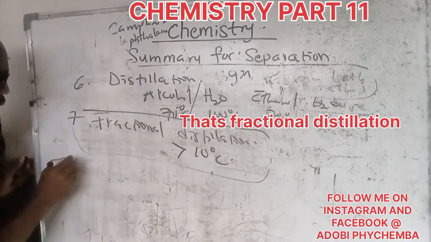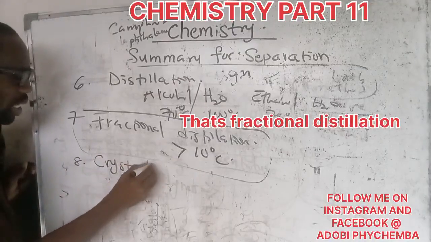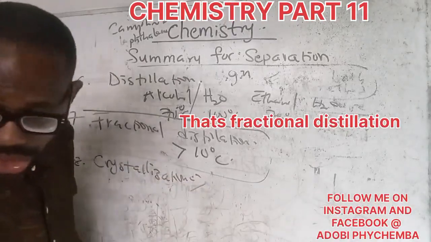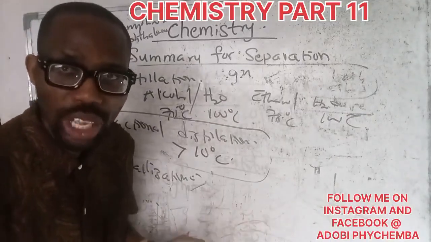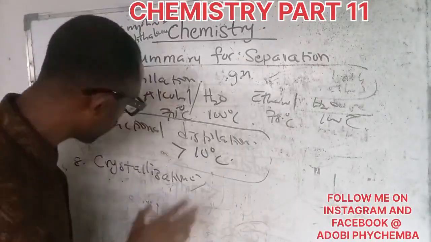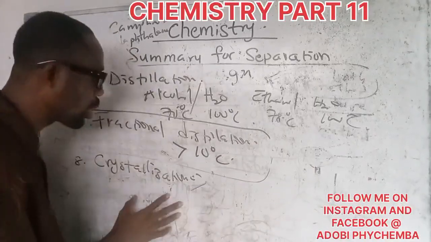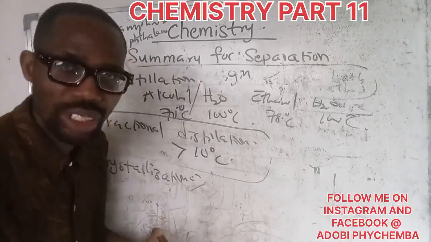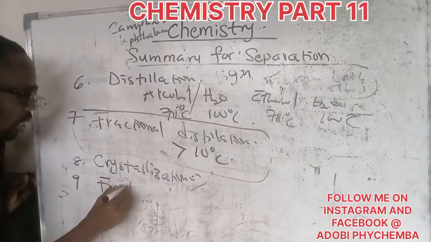Number 8, we look at crystallization. What is crystallization? Crystallization is used to obtain a solid from a saturated solution, or to obtain pure crystals from a saturated solution. That is what crystallization is all about. The essence is to obtain salt with high purity.